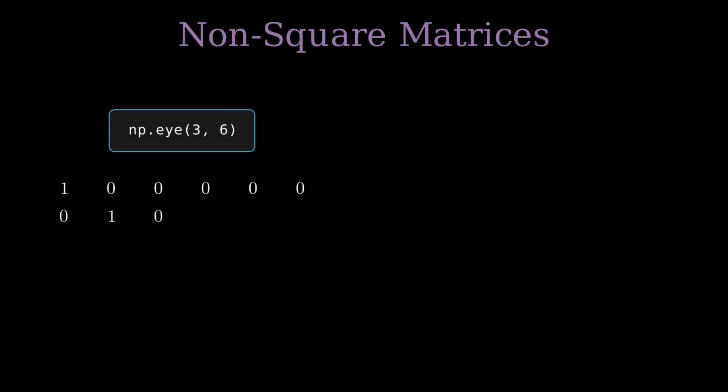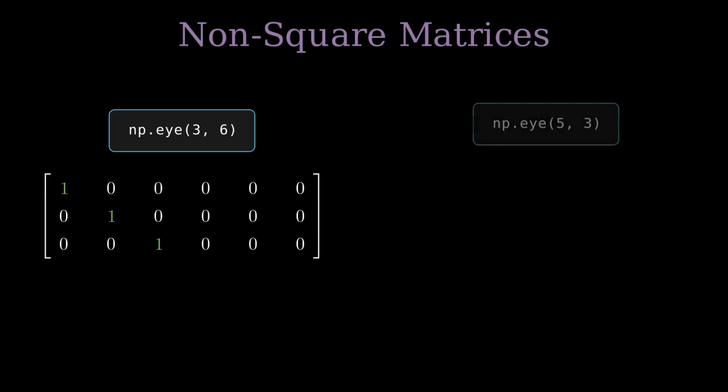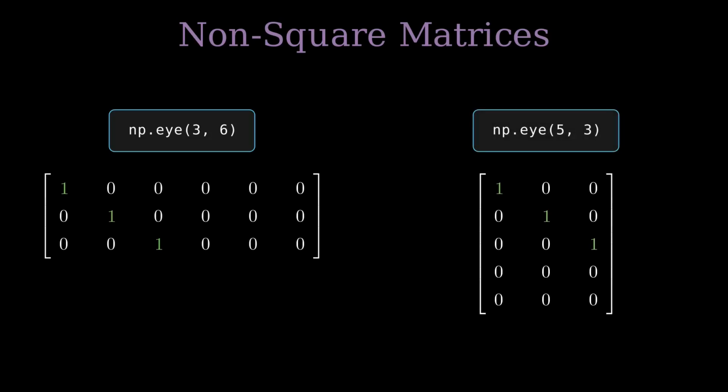Identity matrices don't have to be square. We can specify different numbers of rows and columns. Here's np.eye(3, 6), creating a 3x6 matrix. Notice the diagonal still has ones, but extra columns are all zeros. And here's np.eye(5, 3), creating a 5x3 matrix. The diagonal ends when we run out of columns.